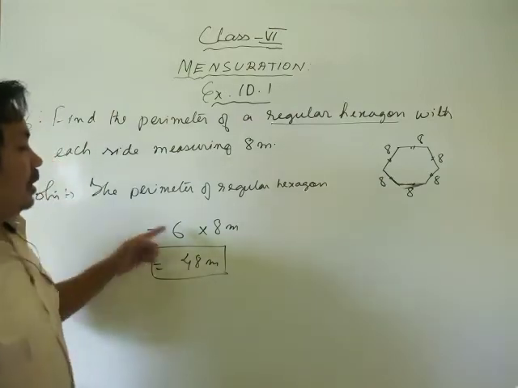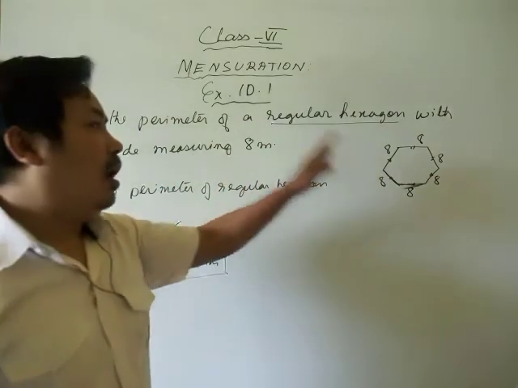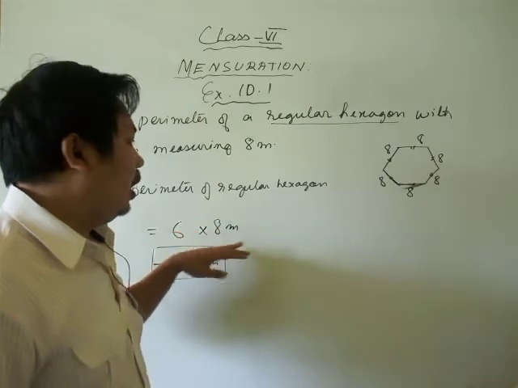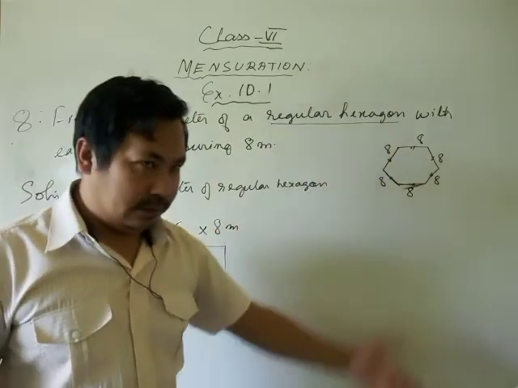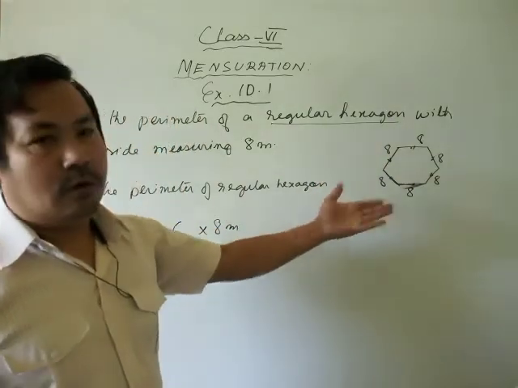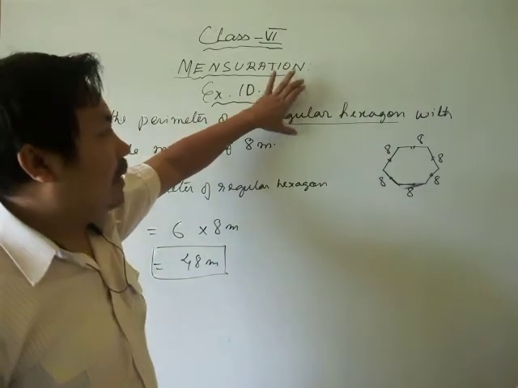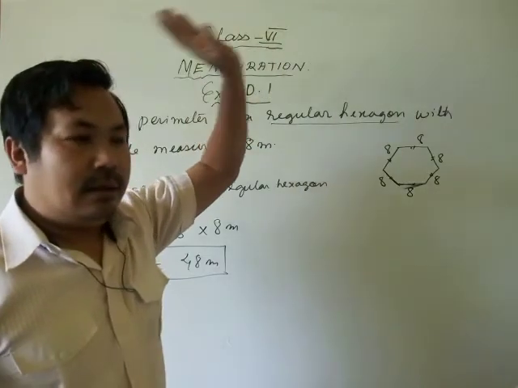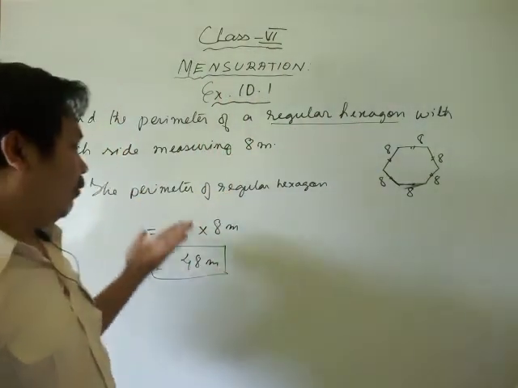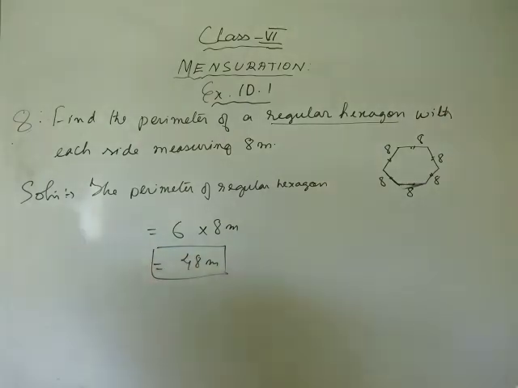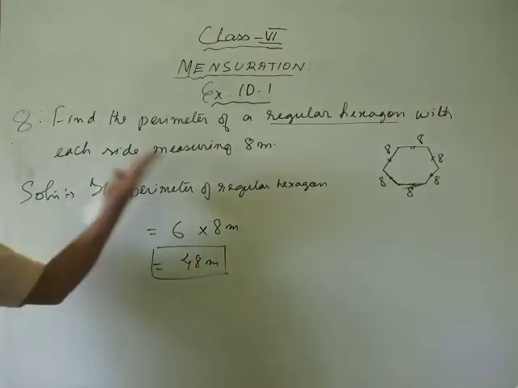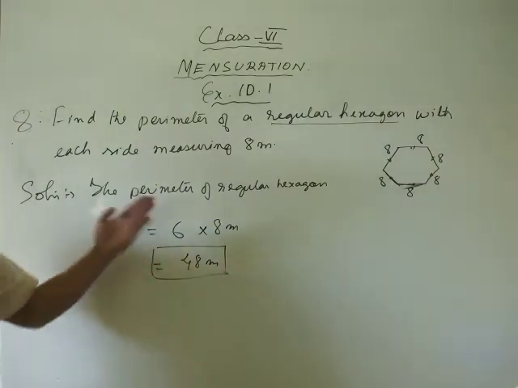Okay. 6, why? Because 6 sides are there. Why do you have to multiply? You could add all these 8s, but you don't need to go for adding all this 8 again and again. Why? It is already mentioned that it is a regular hexagon. 6 into 8 is 48. 48 is the perimeter of the regular hexagon. Okay, like this. Let us go to the next question.